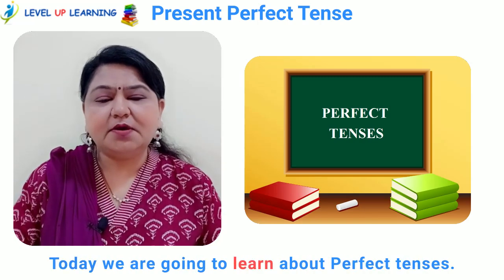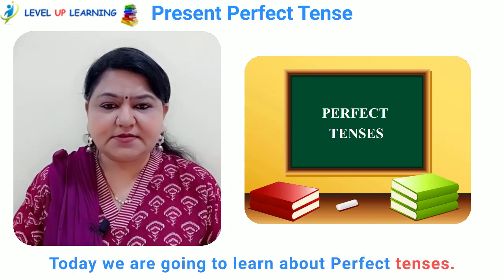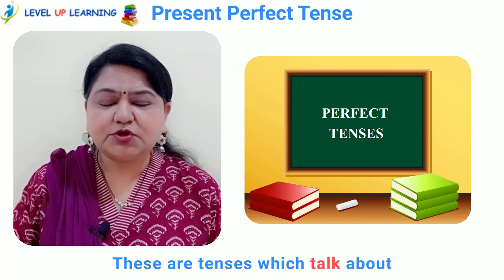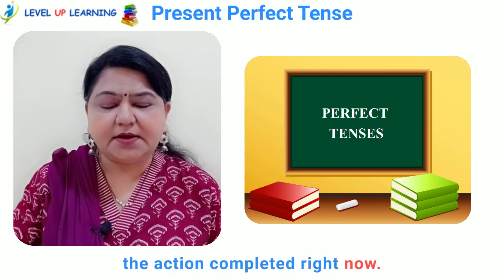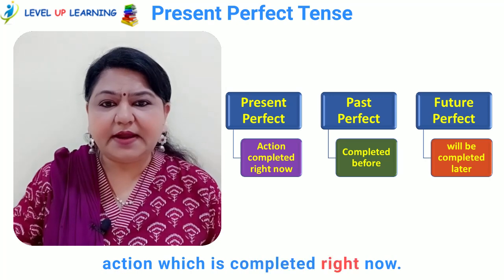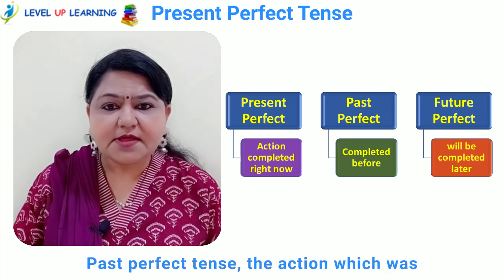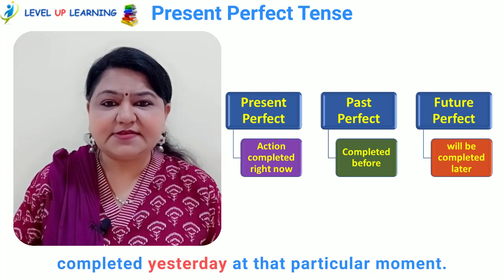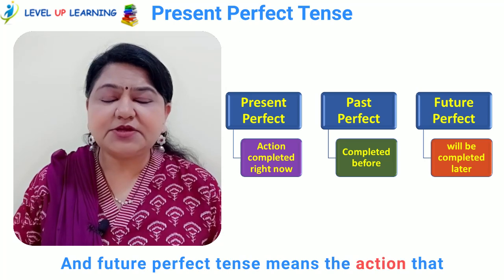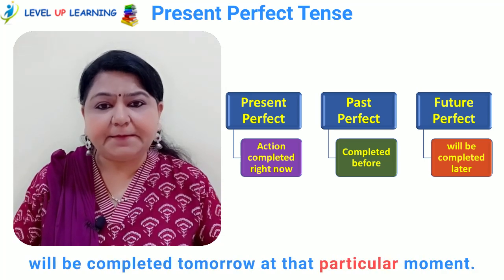Today we are going to learn about perfect tenses. So what are perfect tenses? These are tenses which talk about the action completed right now. For example, present perfect tense, the action which is completed right now. Past perfect tense, the action which was completed yesterday at that particular moment. And future perfect tense means the action that will be completed tomorrow at that particular moment.